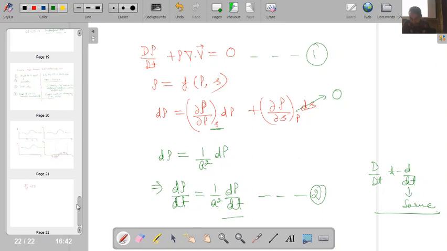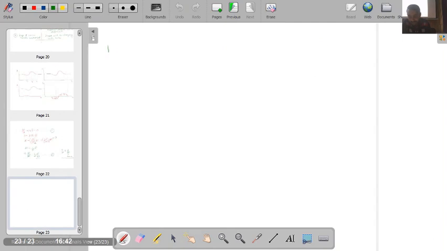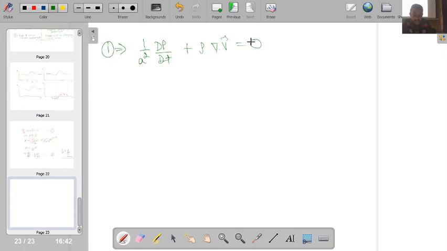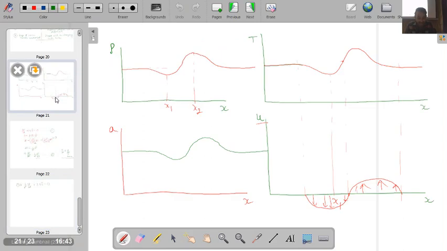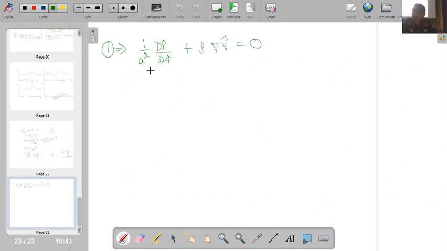Okay, so I can write equation 1 implies 1 by A² into dp/dt plus ρ times divergence of v vector equal to 0. Okay. Now my ultimate aim is, because when I have taken these disturbances over here, these disturbances I have plotted only along a single dimension. Okay. So I want to do my analysis first only for a one dimensional case.